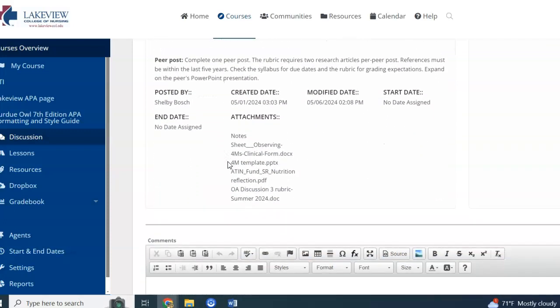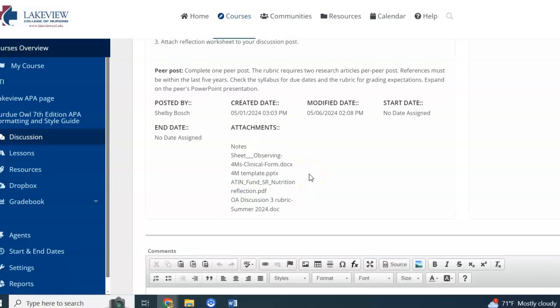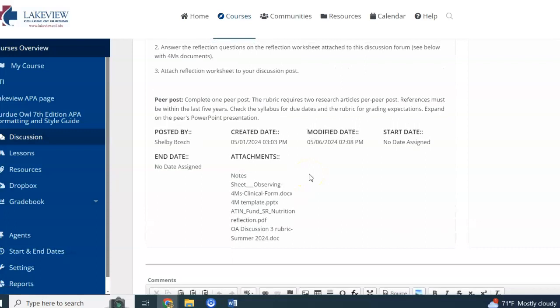And then one more thing here is these are going to be all of your attachments. So you've got your observation sheet, you've got your template, the PowerPoint, and then right here is that ATI nutrition reflection worksheet. Also attached is the rubric. I will go through that in another video because this one's getting kind of long.